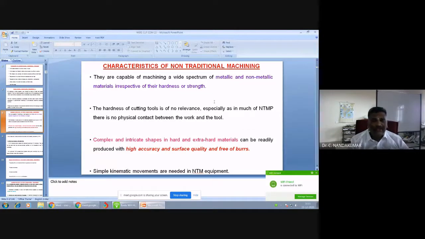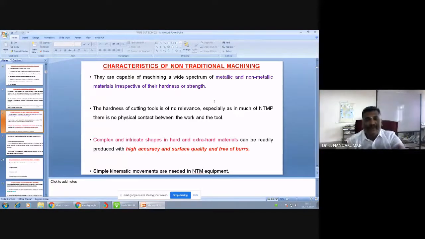Because during the machining operation, as various research conducted on conventional and non-conventional machining shows, the chip will affect the surface of the workpiece, so for non-traditional machining processes we have to make it a burr-free machining operation.